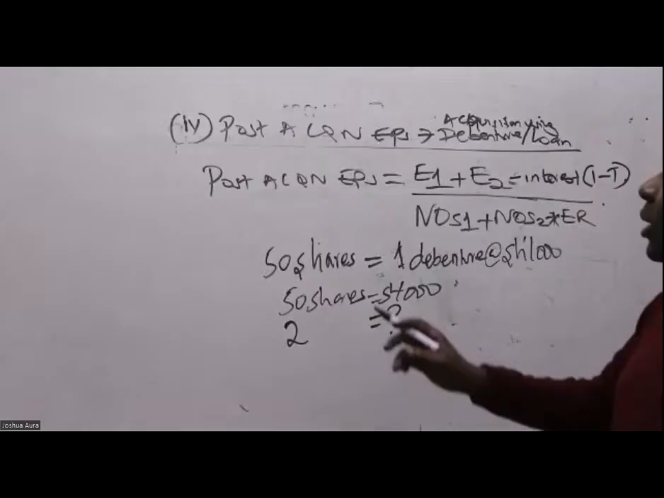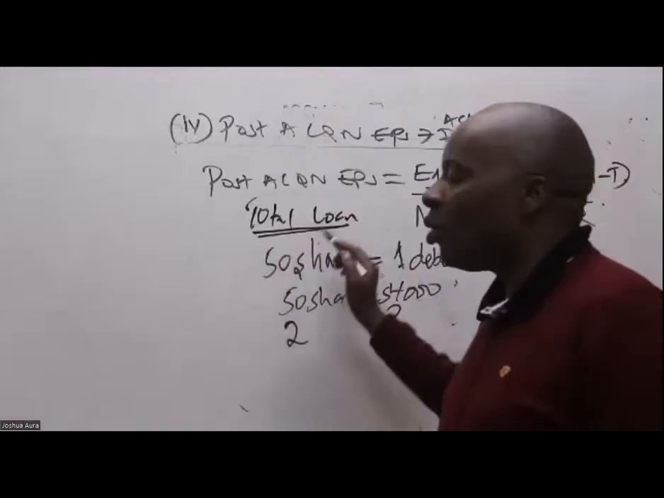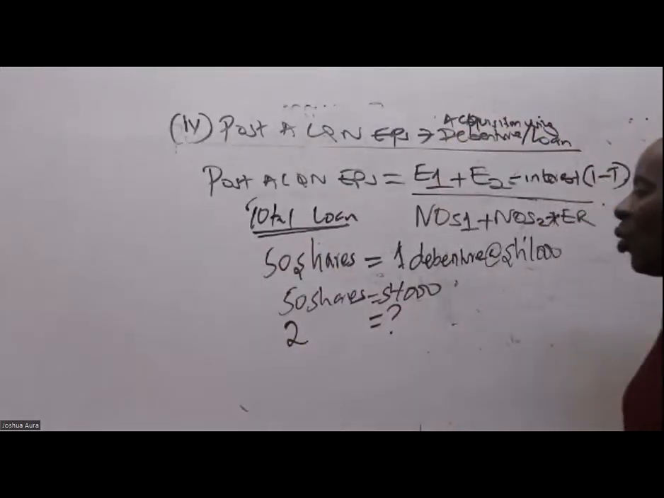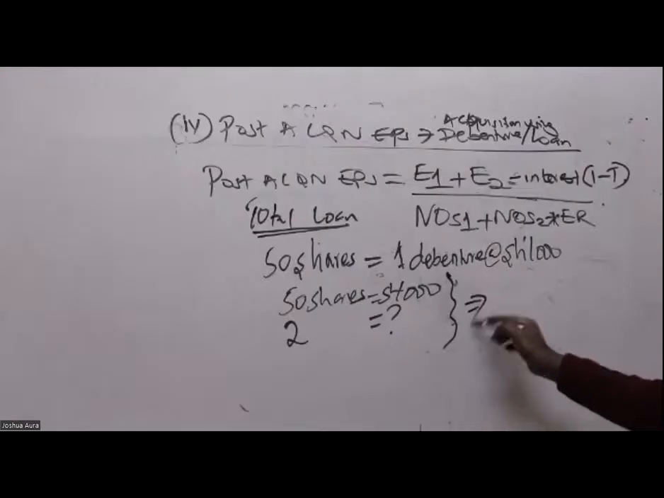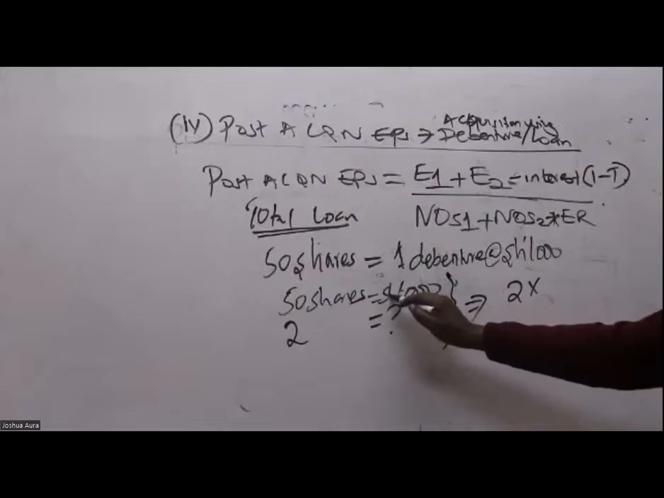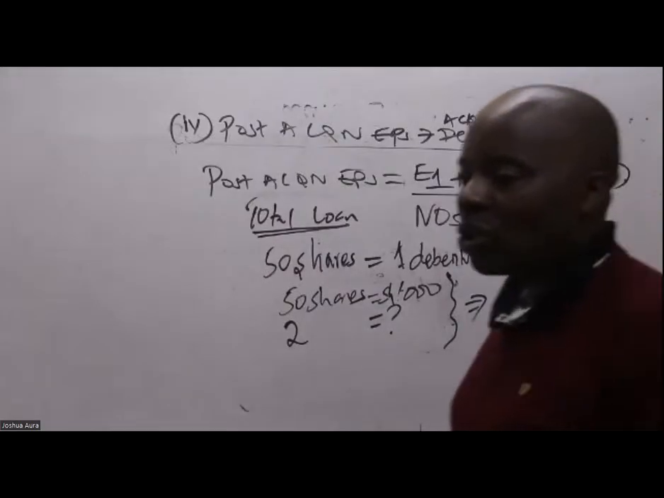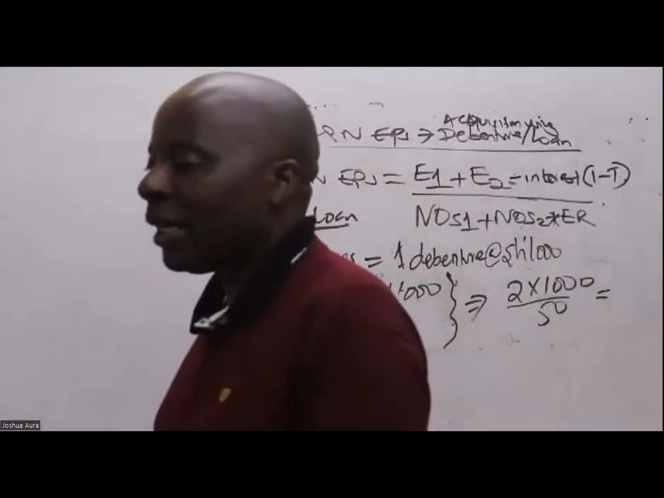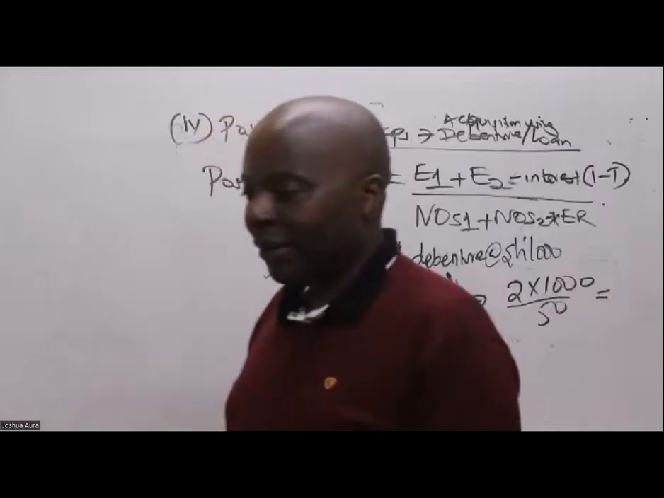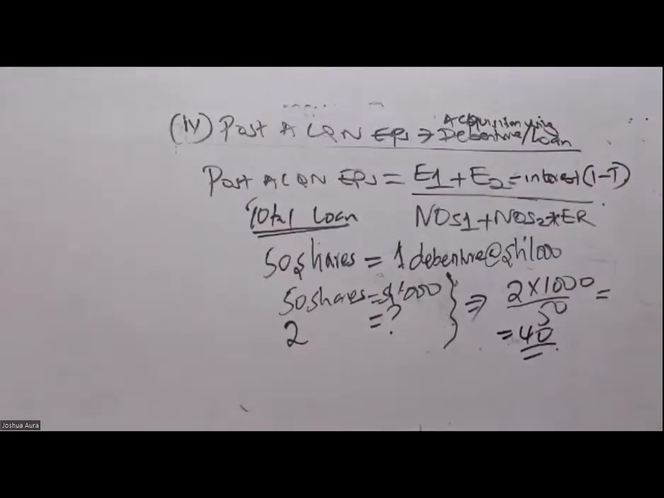So in short, what I want to do here is to get the total loan. I'm doing a working for the total loan. Come here and cross multiply. This will be 2 times 1,000, all over 50. So what is the total loan? They are telling me it is 40. This is the total loan.